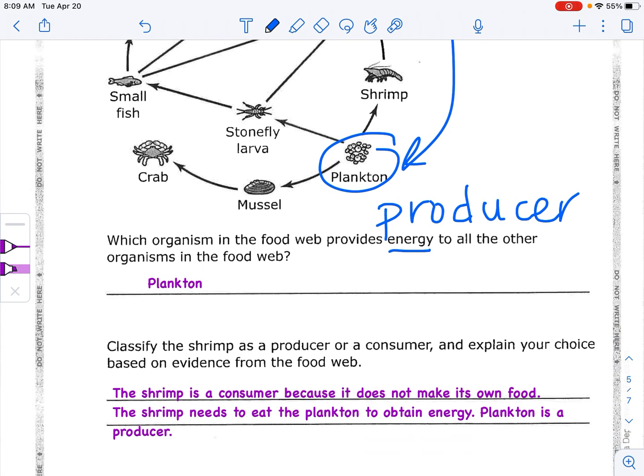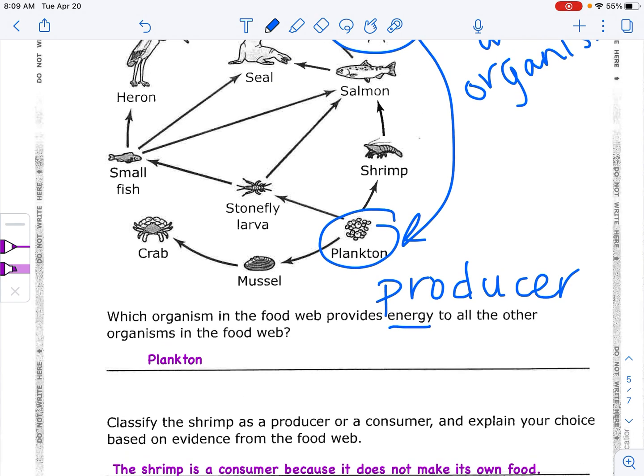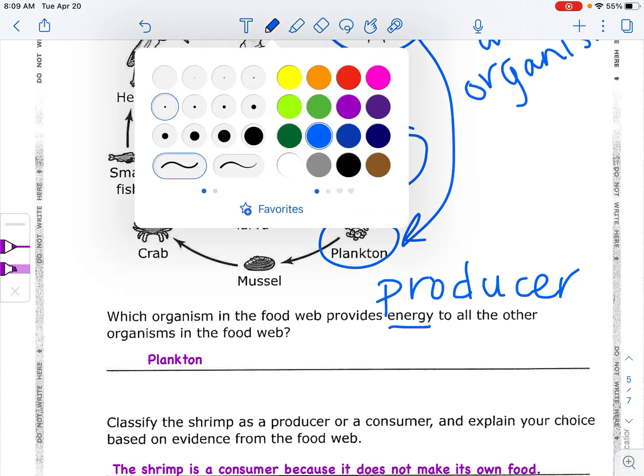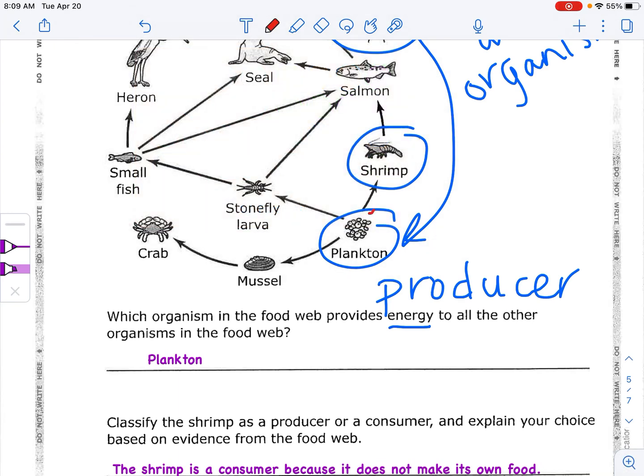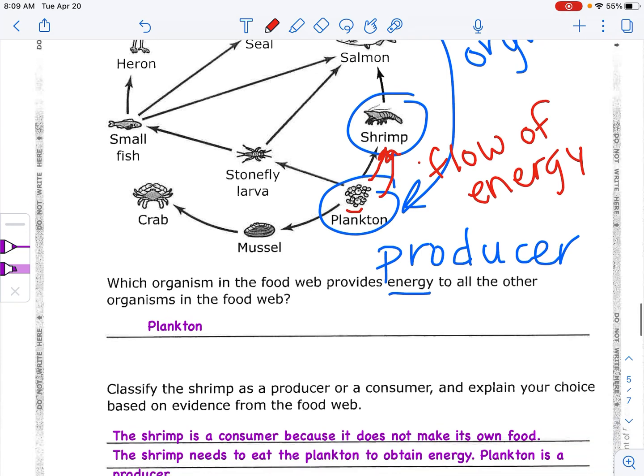Classify the shrimp as a producer or a consumer and explain your choice based on evidence from the food web. All right, so this time we're looking here at the shrimp. Well, does it make its own food, or does it need to obtain its energy by eating other organisms? Well, I see here that I have this arrow. Now, this arrow indicates flow of energy. So the energy stored in the plankton flows to the shrimp when the shrimp eats that plankton.